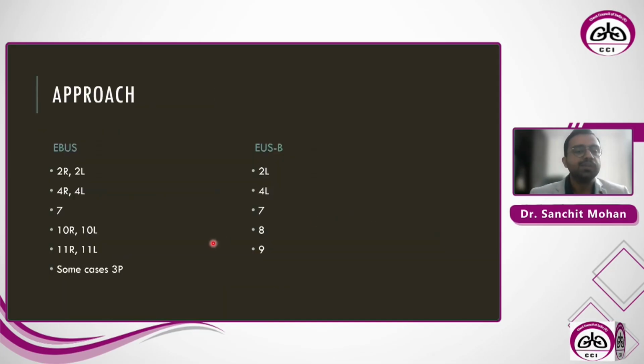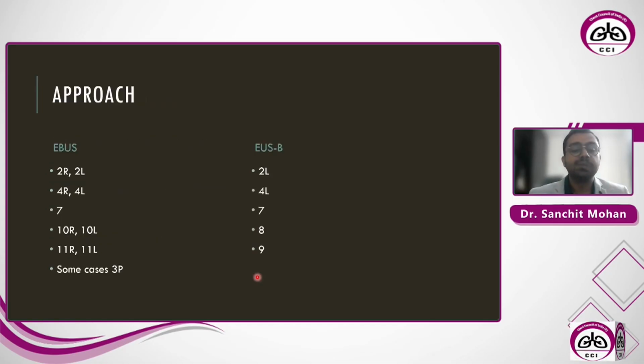So going to the approach. EBUS can help us in diagnosing station 2, station 4, station 7, station 10, station 11, and in some cases station 3P. And if we combine our EBUS with EUS-B, that is inserting an EBUS scope into the esophagus, we can additionally screen for station 8, station 9, and sometimes station 5 and 6 as well.